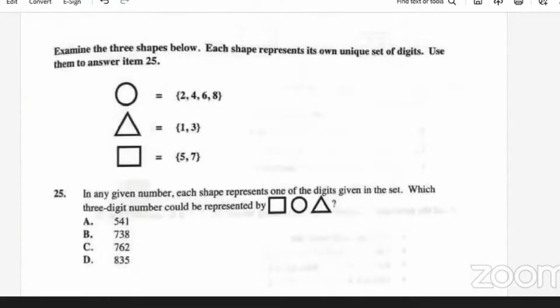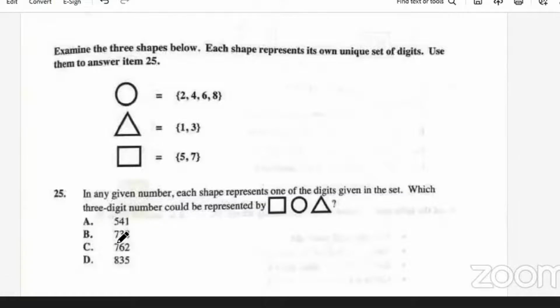Examine the three shapes below. Each shape represents its own unique set of digits. Use them to answer item 25. So for the circle, 2, 4, 6, 8, triangle, 1 and 3, and for the square, 5 and 7. In any given number, each shape represents one of the digits given in the set. Which three-digit number could be represented by a square, circle, triangle? Could it be 541? All right, so for it to be a square, yes, a 5 is a possibility, and then a 4 out of what the possible numbers for the circle, and then 1 for the triangle.